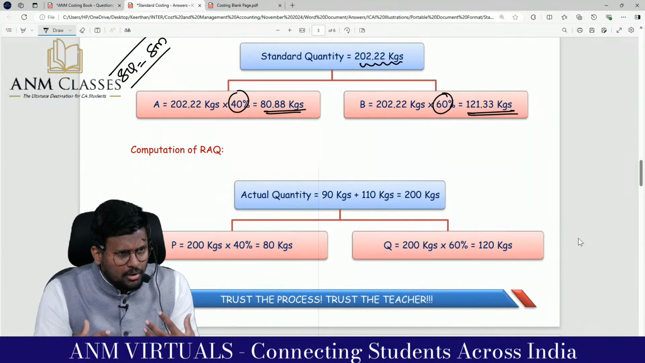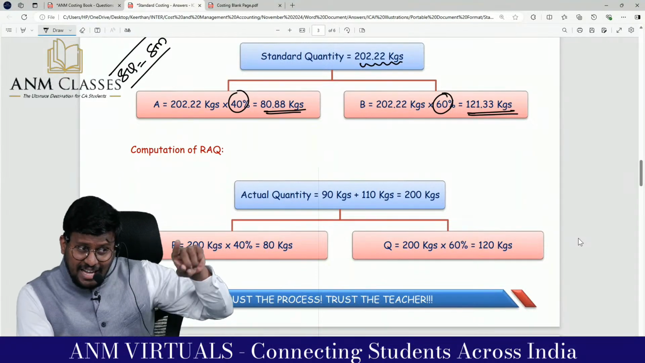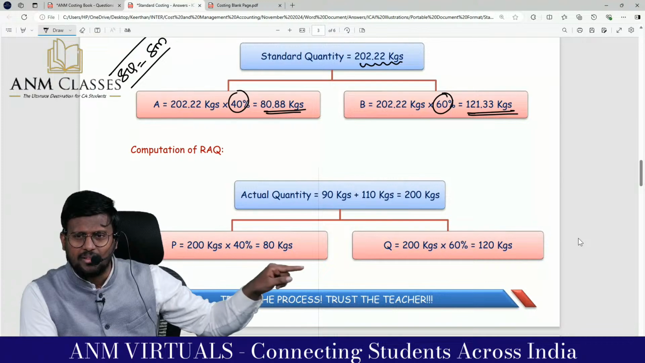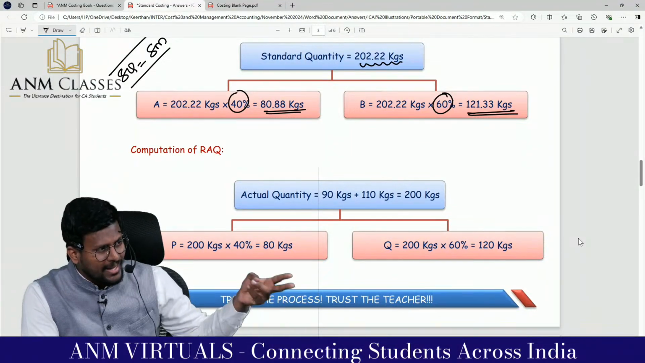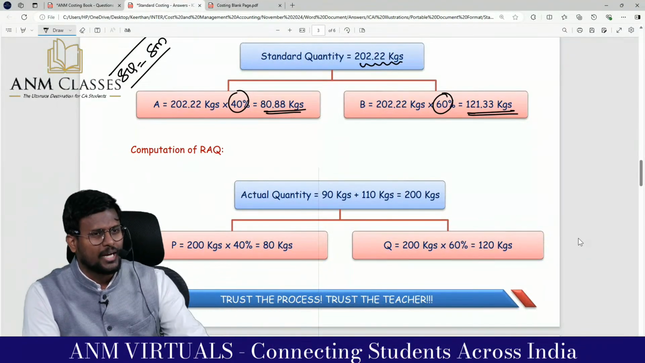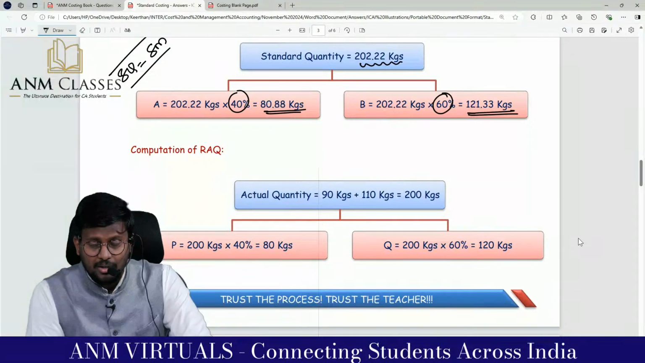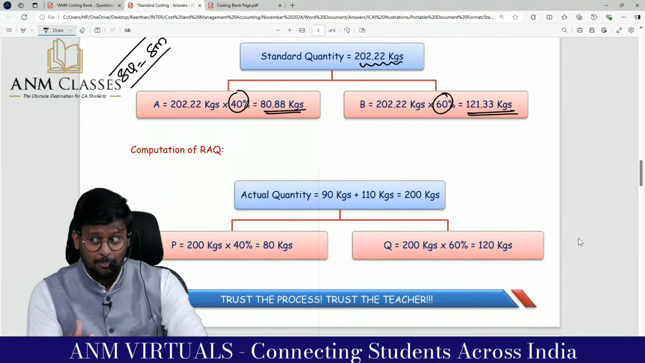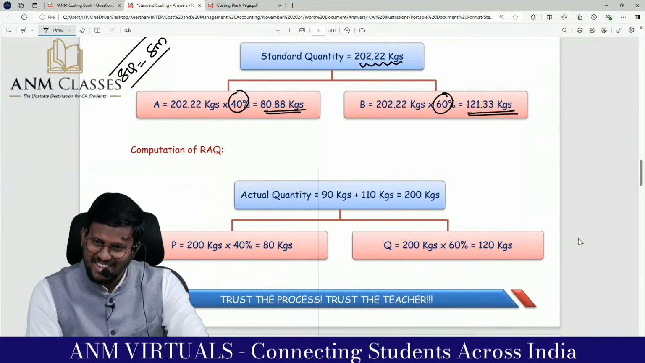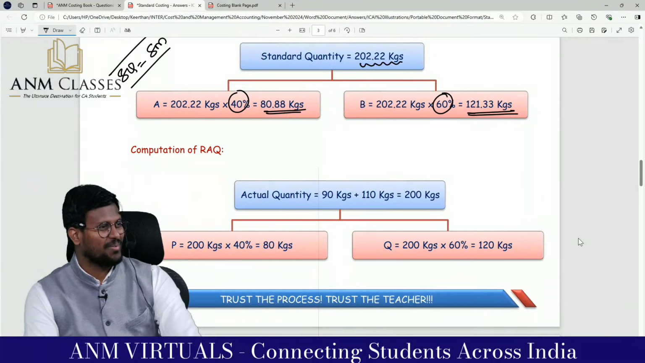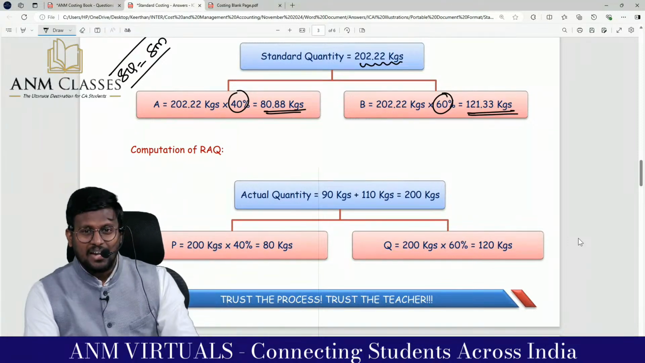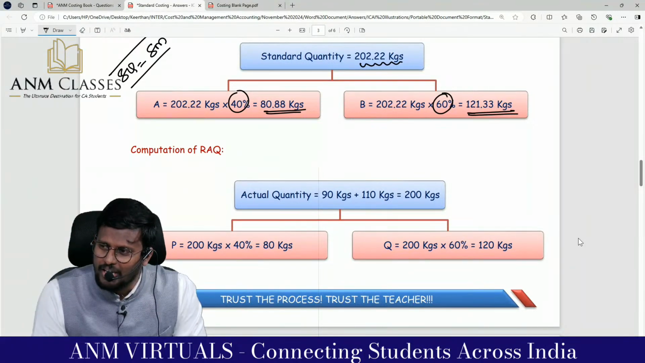Have you all understood how to find out the standard quantity? Take the actual quantity, which is what percent? Divided by 90 into 100, you will get 202. When we solve, we may doubt whether the answer is wrong or not. It is correct only. Don't worry.